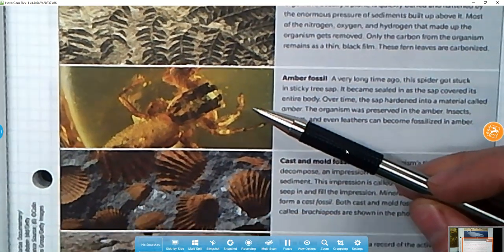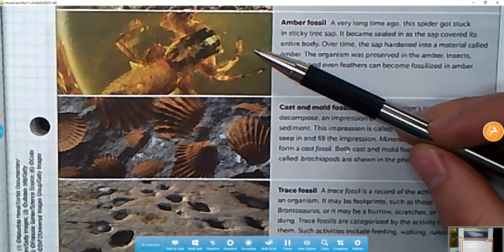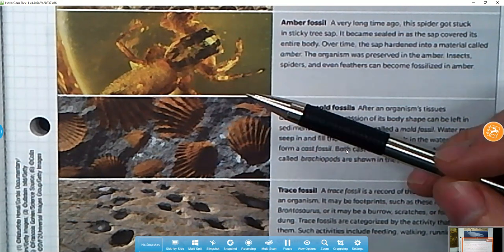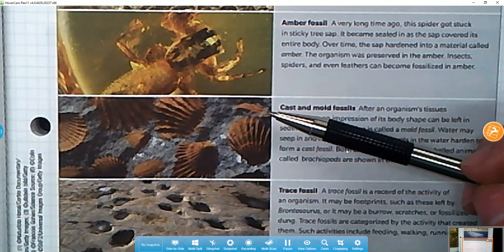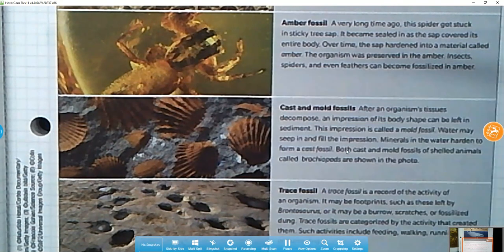Trees have a sap, a really sticky substance, almost like honey. It's actually thicker than honey. But sometimes insects or leaves or things like that will get trapped in that tree sap, and over time it hardens into almost like a solid, kind of clear-looking rock. And you can have those insects actually get trapped inside, and that's called an amber fossil.